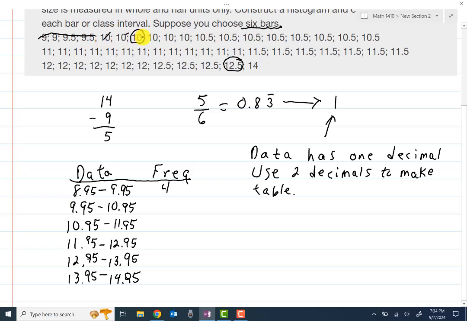So I have 1, 2, 3, 4, 5, 6, 7, 8, 9, 10, 11, 12, 13, 14. And basically the 11s, 1, 2, 3, 4, 5, 6, 7, 8, 9, 10, 11, 12, 13, 14, 15, 16, 17, 18, 19, 20. The 12s, I have 1, 2, 3, 4, 5, 6, 7, 8, 9, 10, 11.